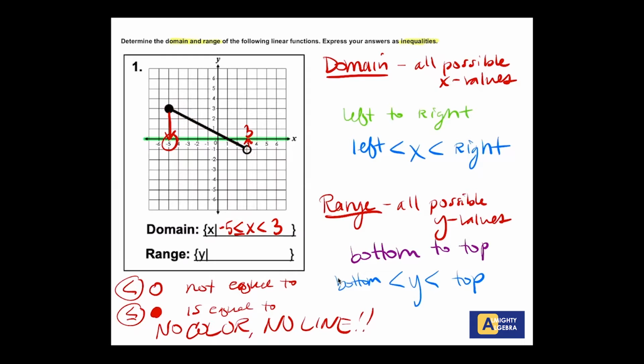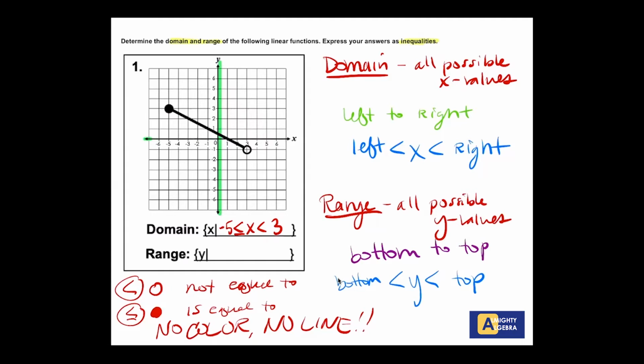I'm going to erase my grid, and now I'm going to find the range. Remember that range is the y-axis. It runs from bottom to top. So when I'm looking at my numbers, I want to be certain that I'm looking at the correct axis. Now I'm doing range, so I'm looking at the y-axis.